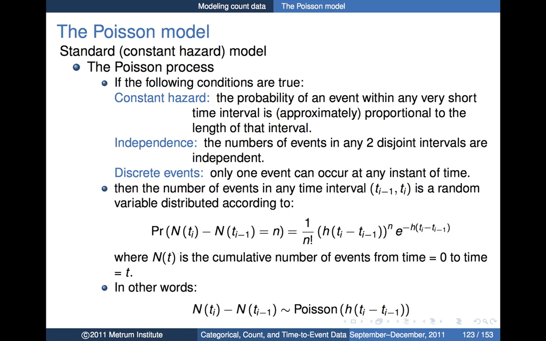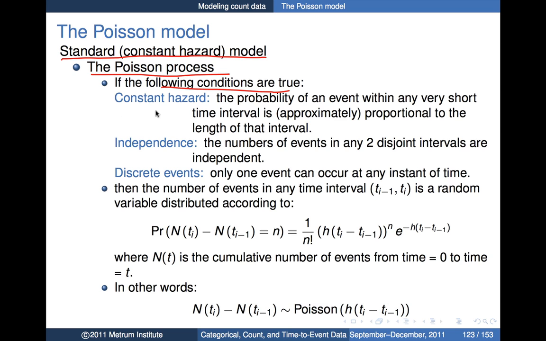What I'm going to describe is what I've termed here the Poisson model. It turns out that if certain conditions are true regarding the way events occur, then there's a nice theorem that says that the counts of those events can be described by a Poisson distribution, and that's what I'm describing here. So I term this the standard constant hazard model, and we'll talk in a little bit about what happens if it's not constant. But first of all, we'll describe the Poisson process, and the conditions we're going to talk about here.